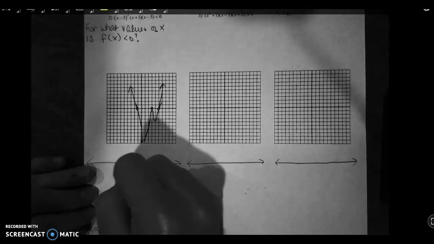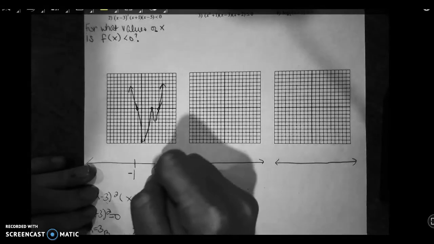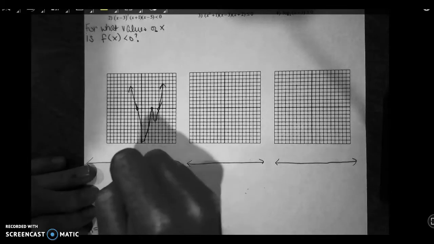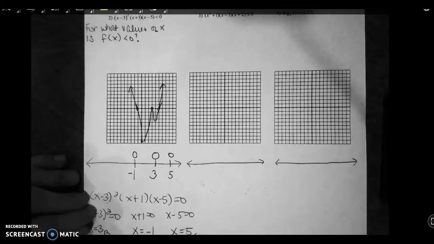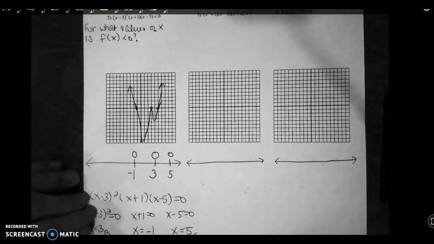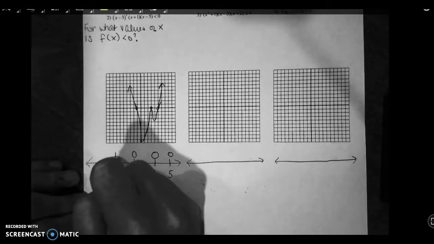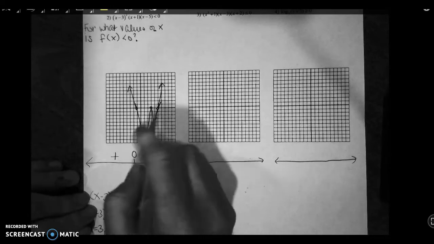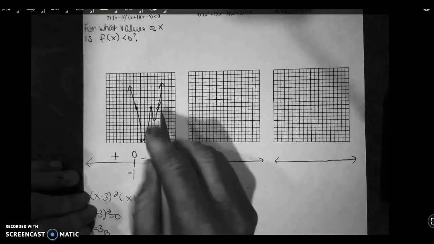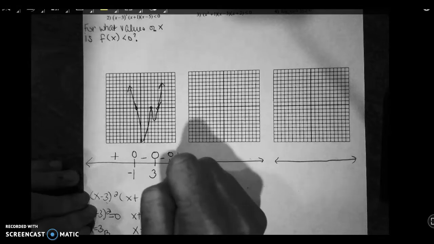So on my sign chart, which just represents the x-axis, I've got negative 1, 3, and 5, and I'm going to write a 0 above those because those are x-intercepts. To the left of negative 1, what's your value of y? They're all positive. Here in the middle, negative. Between 3 and 5, negative. And 5 to infinity are all positive.